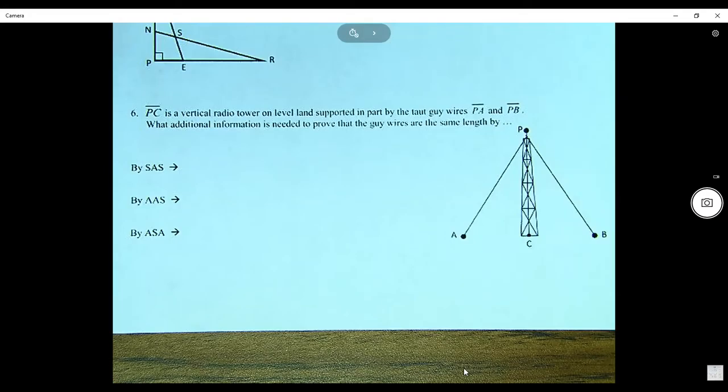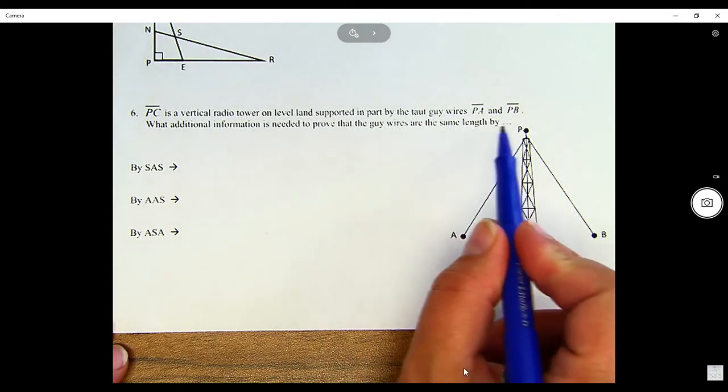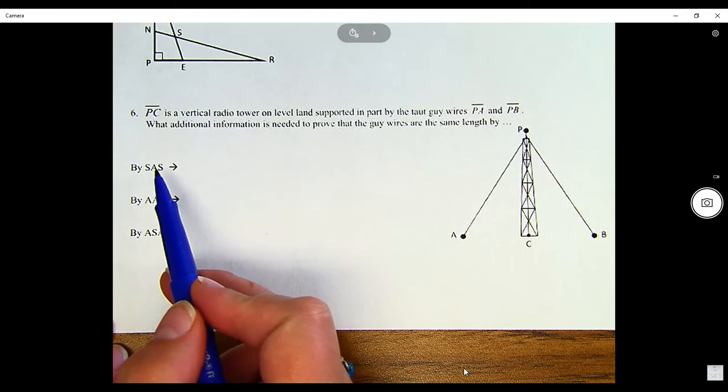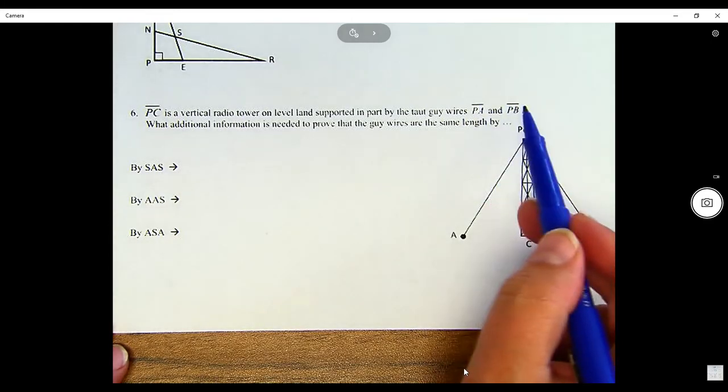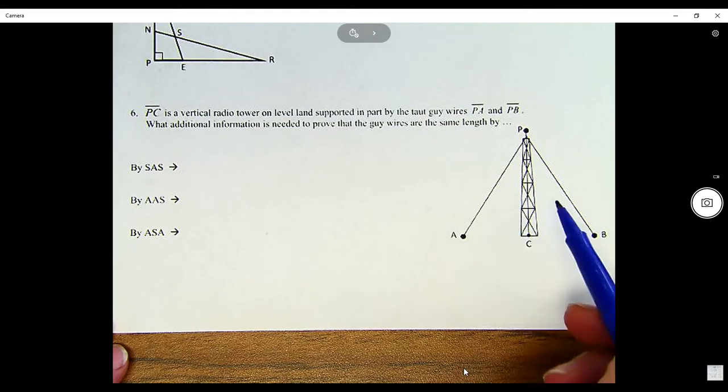Problem number 6 says that PC, this tower right here, is a vertical radio tower on level land supported in part by the guy wires PA and PB. What additional information is needed to prove that the guy wires are the same length by CPCTC? So they would like you to prove that these 2 guy wires are the same length by CPCTC, but before you can do that, you have to prove the triangles to be congruent.